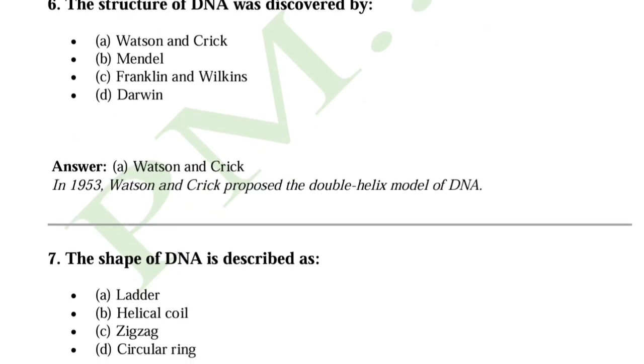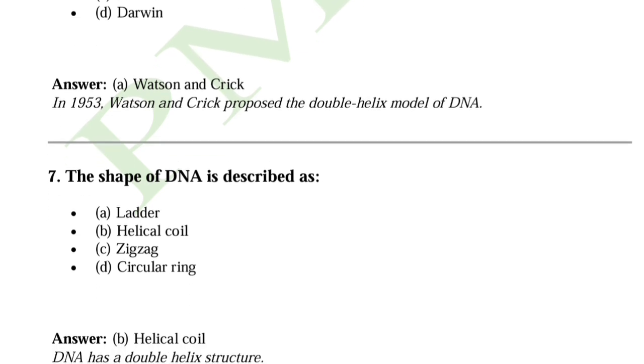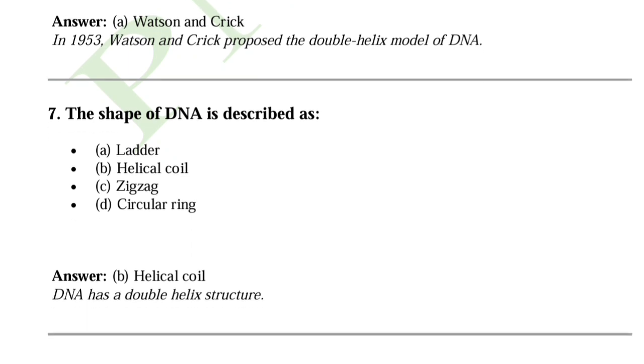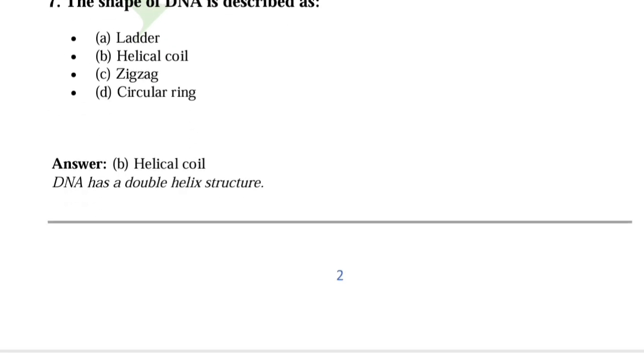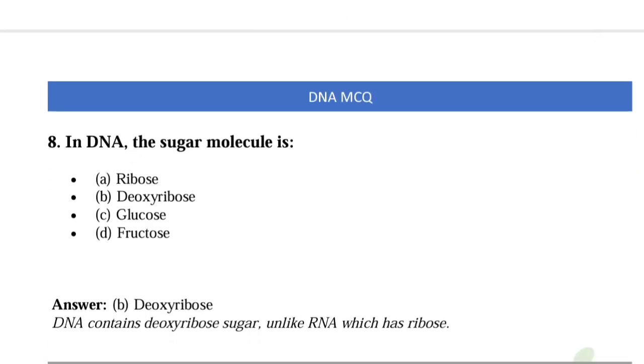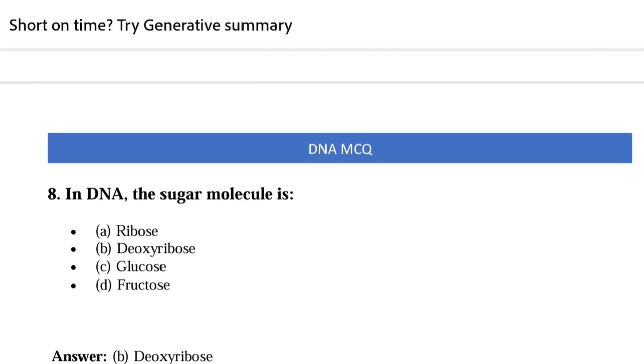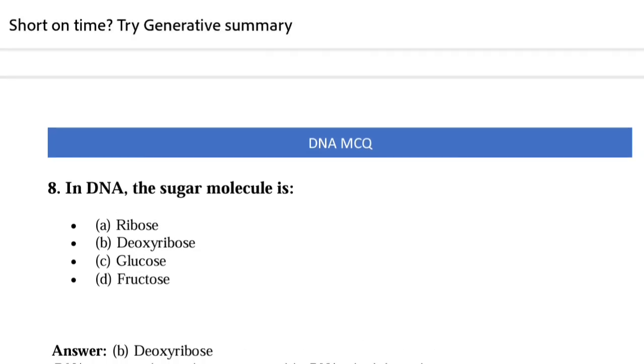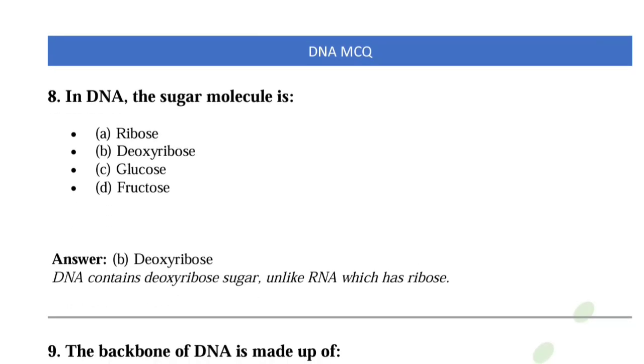Question number 7, the shape of DNA is described as. The shape of DNA is described as a... option number B is correct, helical coil like structure. Okay, DNA has a double helical structure. Now come to question number 8, in DNA the sugar molecule is. So in DNA the sugar molecule is deoxyribose. Okay, and in RNA it is ribose.